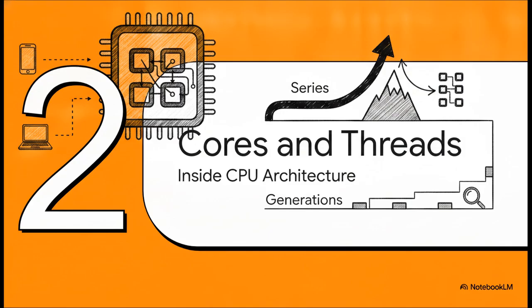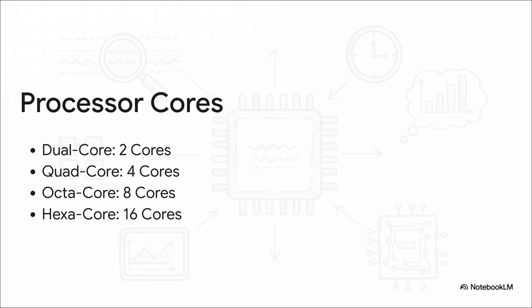Moving on to section 2, cores, threads, and generations, inside CPU architecture. This is where we figure out what those constant series and generation upgrades actually mean. Okay, so whenever a new generation drops, you inevitably hear the word cores. But what exactly is a core?